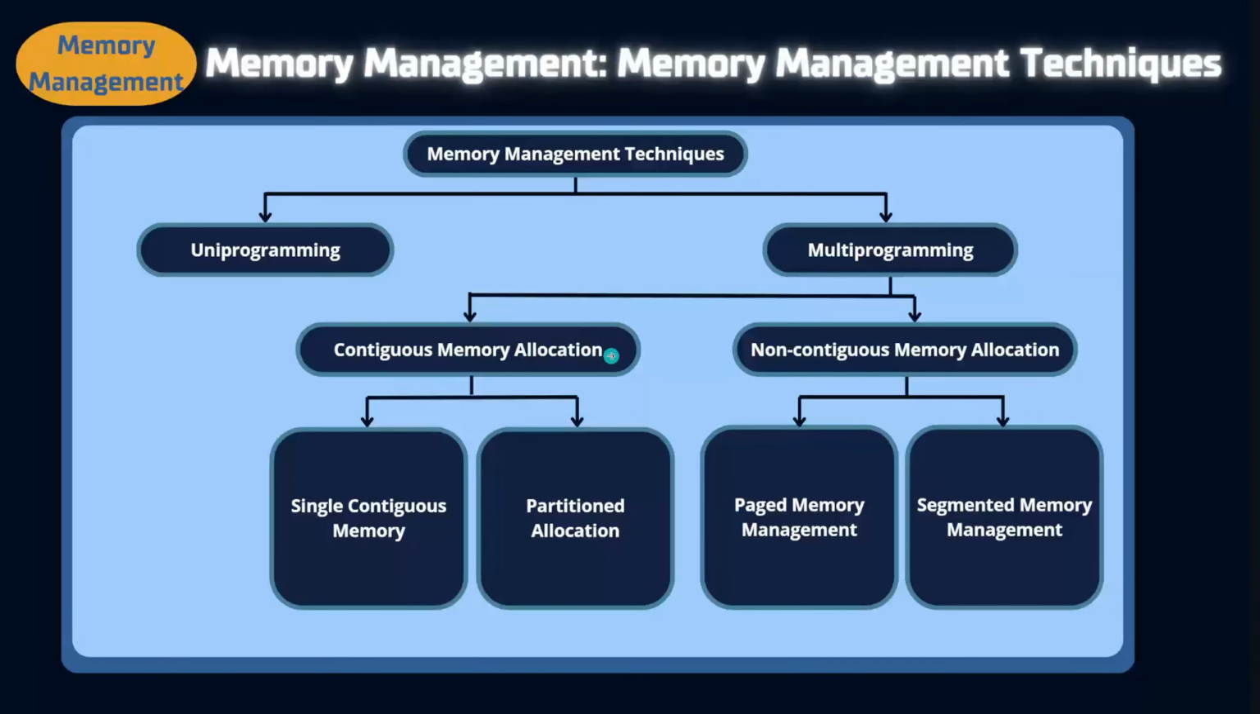Under contiguous memory allocation, there will also be two subcategories. The first one is single contiguous memory, and the second is partition allocation. That is for contiguous memory allocation. As for non-contiguous memory allocation, there are also two subcategories here. There is paged memory management and also segmented memory management for our non-contiguous memory allocation. That is for memory management techniques.